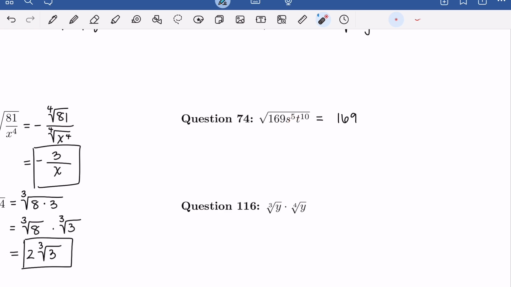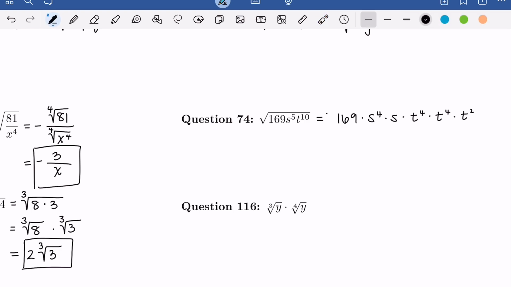But here we have s raised to the 5th power. So this is going to be the same thing as s raised to the 4th power times s. The reason I'm picking the 4th power here is because I know that 4 is a perfect square. Similarly, I have t raised to the 10th power. We're breaking this up into its factors. This is going to be t raised to the 4th times t raised to the 4th times t squared. I'm picking these because they are going to be perfect squares here. Now, remember the exponent rules: when we're multiplying these with the same base, we are adding their exponents. So these three together are the factors of t raised to the 10th power. Now, this is all under our radical.